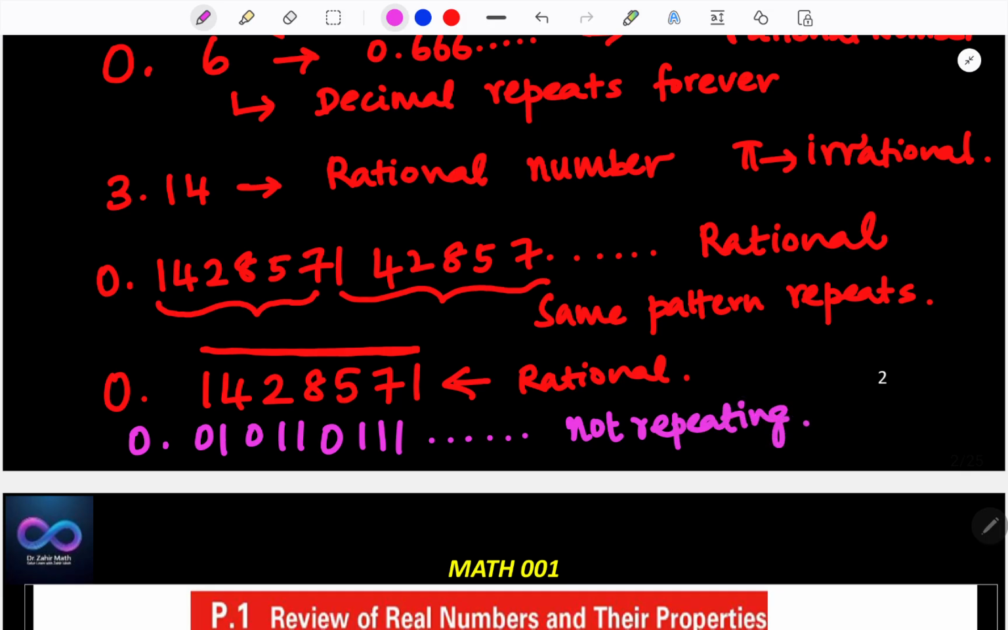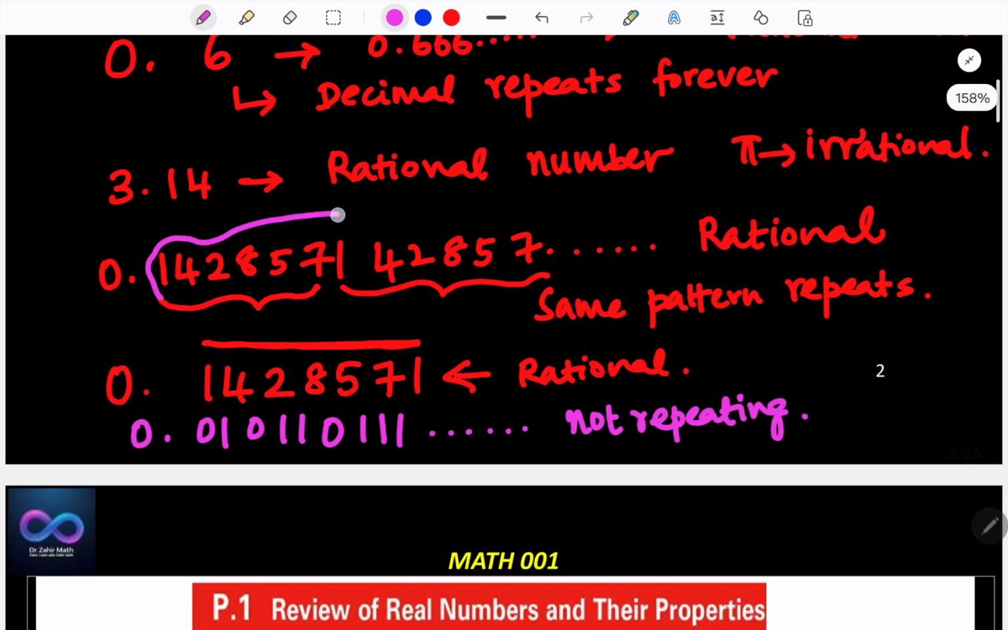When it is not repeating, keep in your mind, the repetition is not regular. What do you mean by regular? Look here, 142857, 142857, right? Like this, it keeps repeating. So here there is no regular repetition, so it cannot be expressed as a fraction of integers. That is why this is called an irrational number.